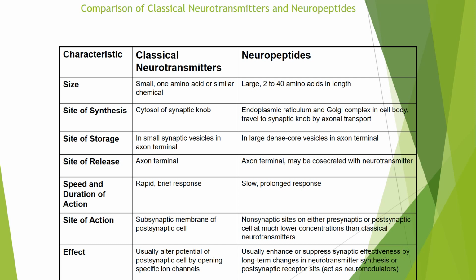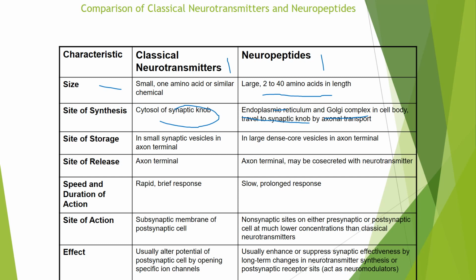When we look at differences between neurotransmitters and neuropeptides, again, one of them is size. So neurotransmitters tend to be smaller in size and only have one amino acid or one small chemical, whereas the neuropeptides tend to be 2 to 20 amino acids in length. So neurotransmitters, because they're so small, can be synthesized right at the synaptic knob, whereas neuropeptides tend to be synthesized in the cell body at the endoplasmic reticulum and Golgi and then have to be transported.